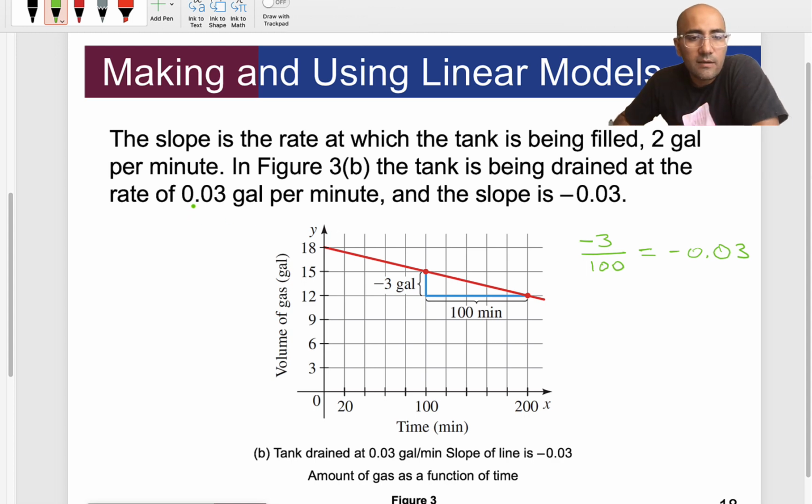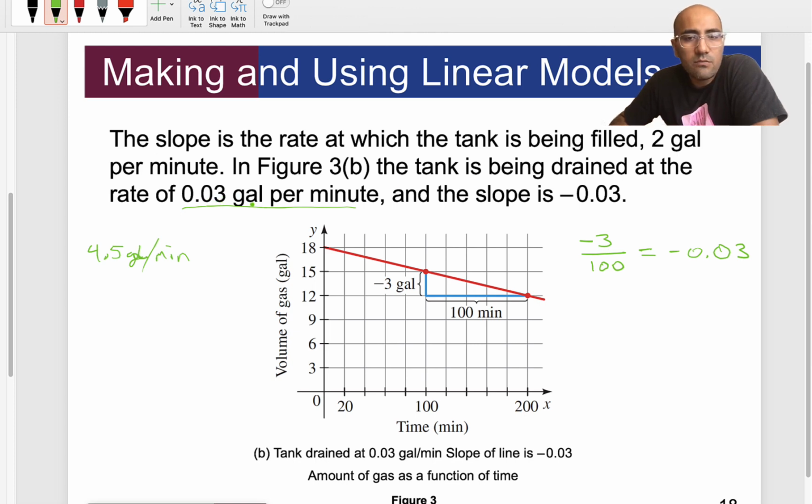So this is like earlier when we had a decimal, a 4.5 gallons per minute. We could handle 4.5 gallons per minute. We can visualize what that means. But 0.03 gallons per minute, that it's being drained at this rate, that's a little bit more difficult to visualize.